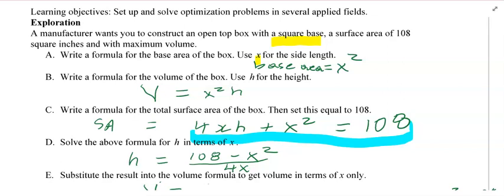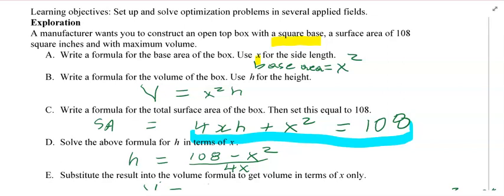Exploration: a manufacturer wants you to construct an open-top box with a square base, a surface area of 108 square inches, and with maximum volume. A. Write a formula for the base area of the box. Use x for the side length. Answer: base area equals x squared.